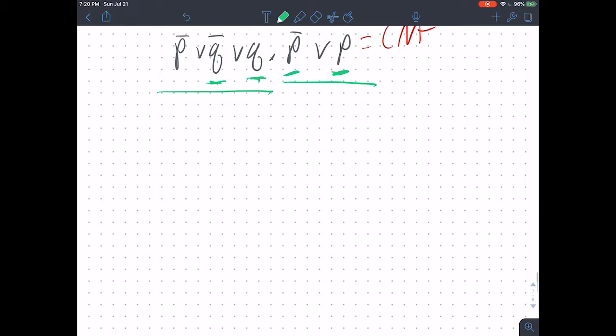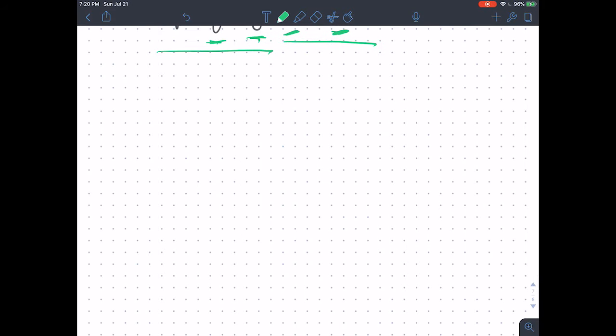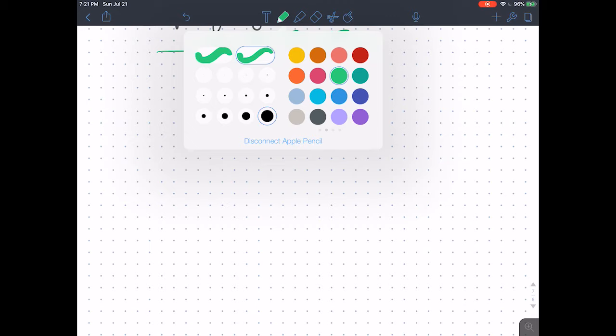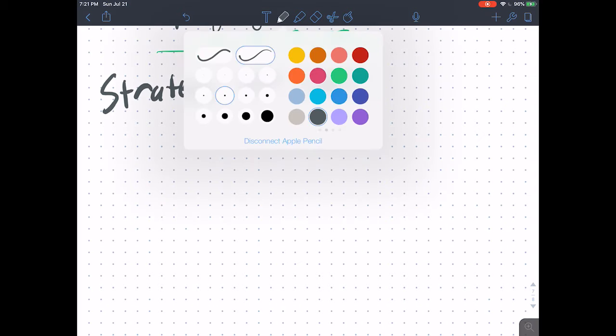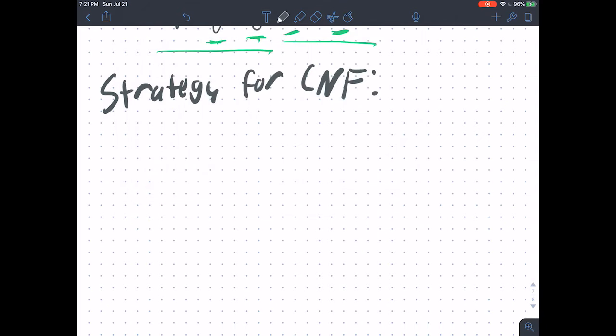Yeah, cool. So those are the examples for CNF. And yeah, try the exercises. They're not that bad. I intentionally made these not particularly punishing. Remember, the strategy is what we want to do. So, we want to eliminate conditionals. Well, we want to use De Morgan's.